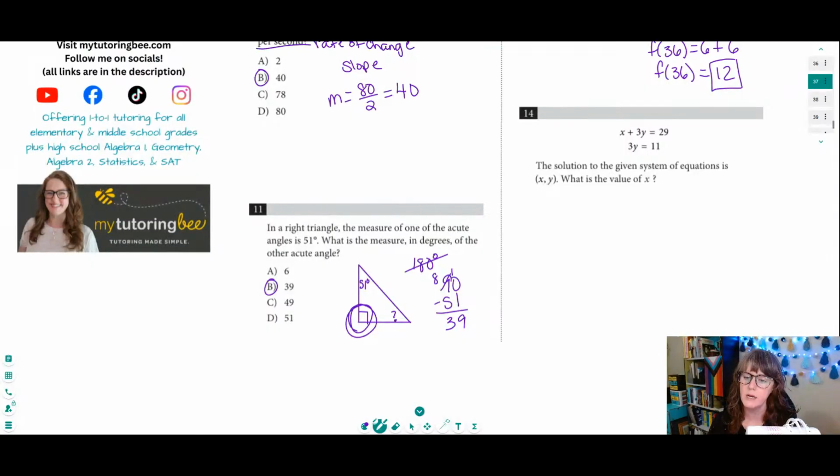What have we got here? It looks like a system of equations. The solution to this given system of equations is x, y. What is the value of x? Okay, so they're just wanting the x portion of this solution. So normally a solution to a system is both the x, y coordinates, so we would have to find two numbers, but in this one, we're just wanting to find x.